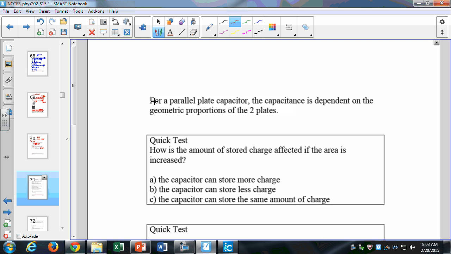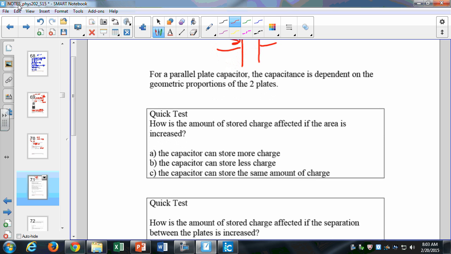For a parallel plate capacitor, the capacitance depends on the geometry, and we only have two quantities that describe the dimensions: the distance between the plates and the area of the plates. You don't have any reason to know why the capacitance might change when those things change, but I think it's sort of intuitive. So let's try these questions.